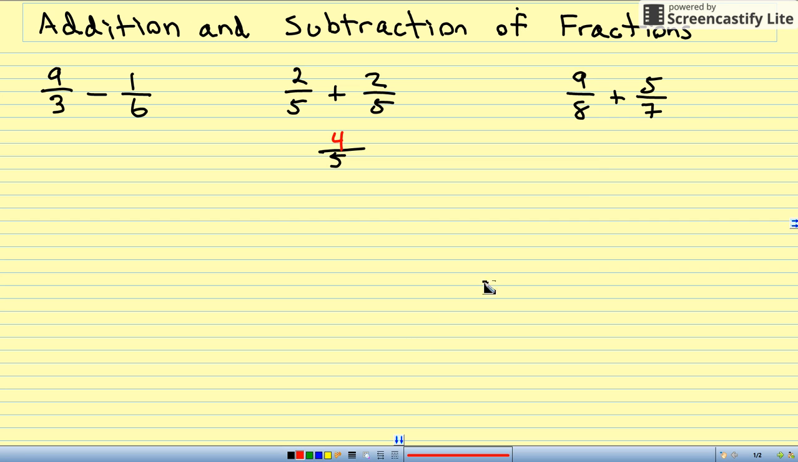I've got 9/8 plus 5/7. In this case, my bottom numbers are different. I've got an 8, I've got a 7. An easy way to make the same bottom numbers is to multiply the 8 by the 7 and the 7 by the 8. The problem is if I just multiply the bottom numbers, I'm changing everything. What I've got to do, if I multiply the bottom number by 7, I've got to multiply the top number by 7. And if I multiply the bottom number by 8, I've got to multiply the top number by 8.